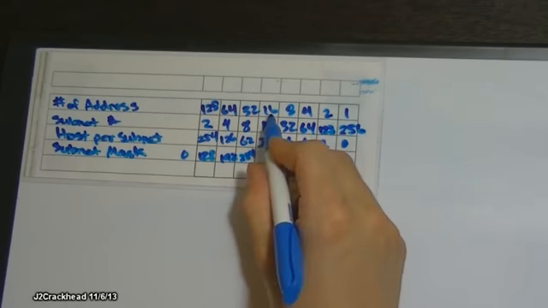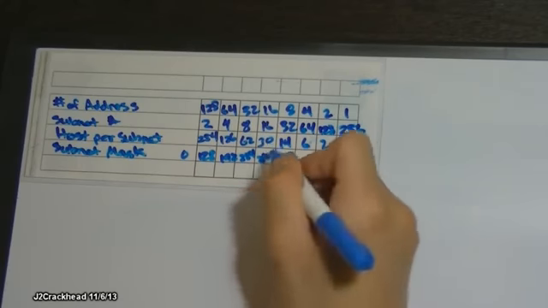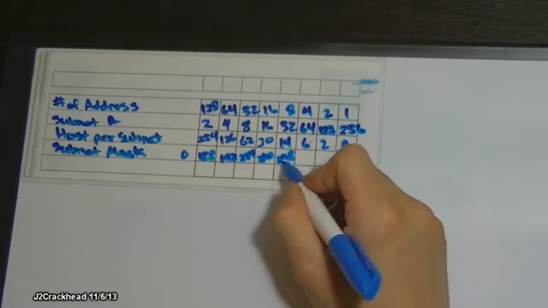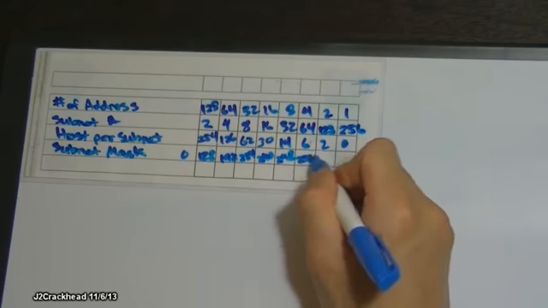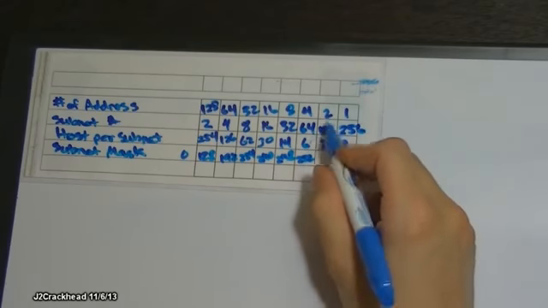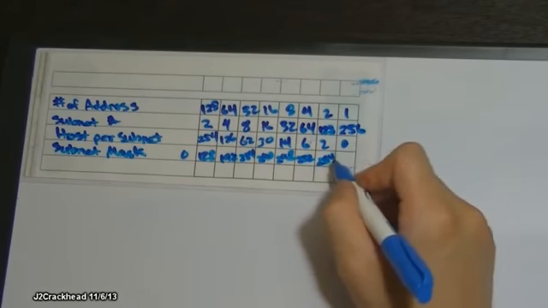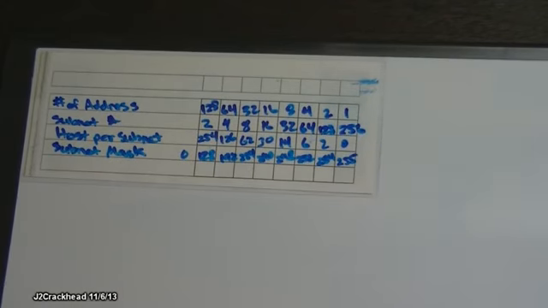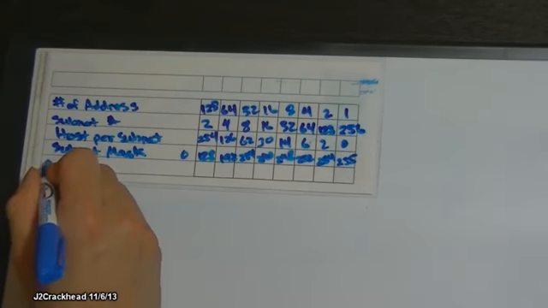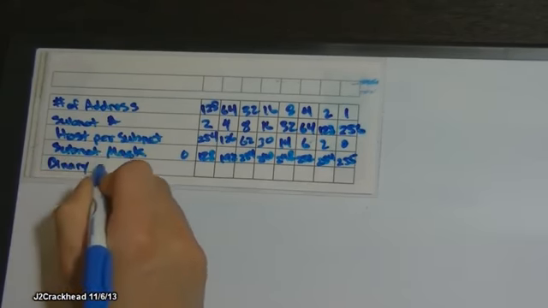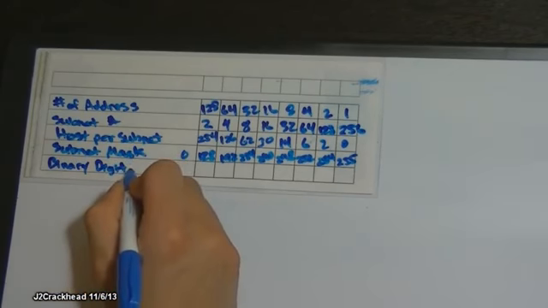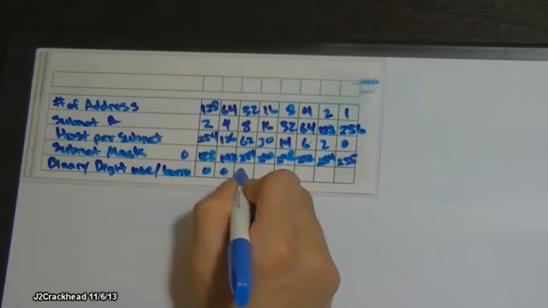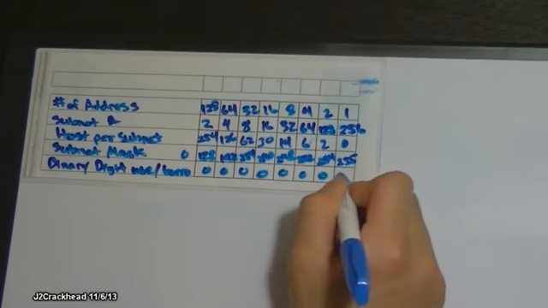And then 224 plus 16, that would be 240. 240 plus 8, that would be 248. 248 plus 4, that would be 252. 252 plus 2, that would be 254. And 254 plus 1, that would be 255. And last of all will be the binary digits used for borrowing. I'm just going to leave all these as 0 because this depends on the subnet mask.